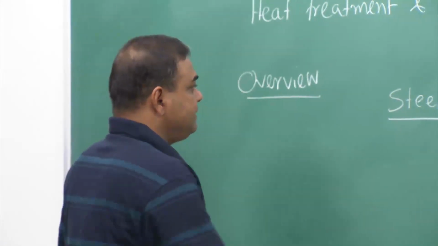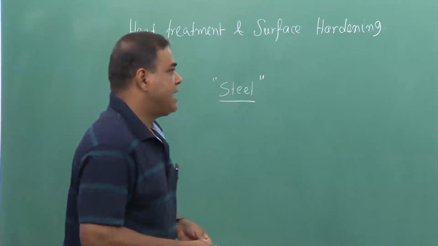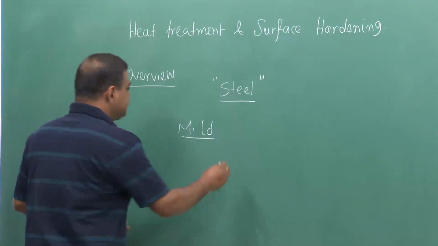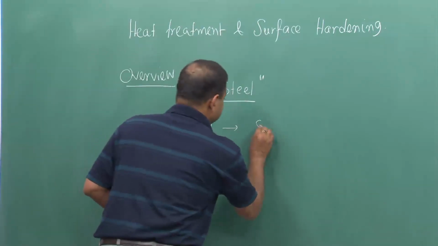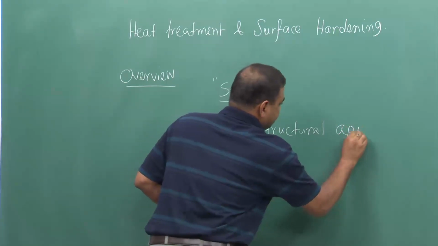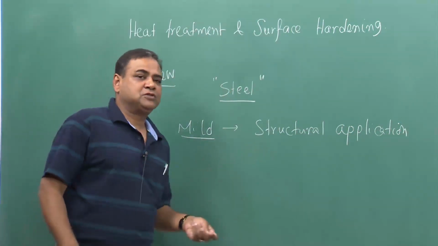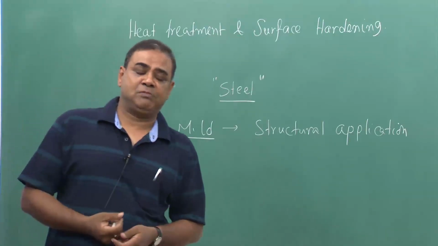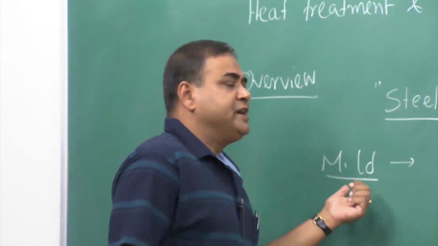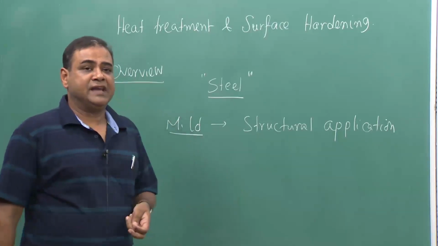But if we take steel, we would again see that out of all the varieties of steels, we have mild steel, which is very common, and in mild steel we generally use in structural applications. Whenever we talk about structural application, we talk about common structural applications. Now, let us say pipeline. It is a kind of category which falls under the mild steel category.